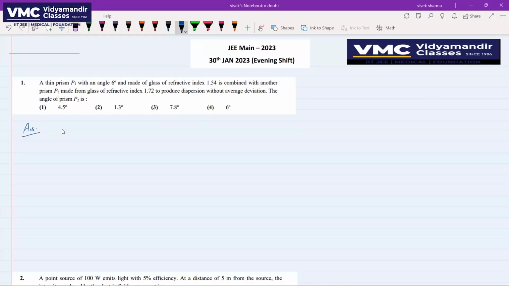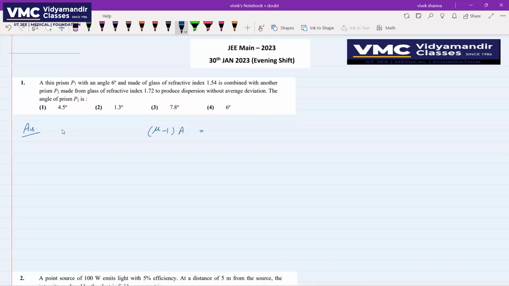Question number 1 says a thin prism P1, which has angle 6 degree, made of glass of refractive index 1.54, is combined with another prism of glass of refractive index 1.72 to produce dispersion without average deviation. So as we know, the deviation due to a single thin prism we can write as (mu minus 1) into A. And we have to combine both, their bases will be opposite, and the net deviation we need is 0.